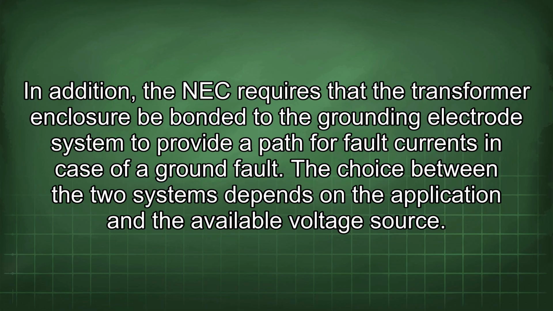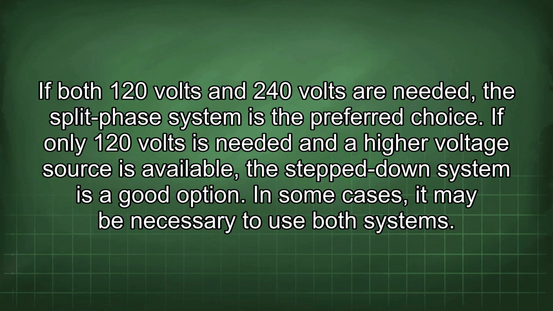The choice between the two systems depends on the application and the available voltage source. If both 120 volts and 240 volts are needed, the split-phase system is the preferred choice. If only 120 volts is needed and a higher voltage source is available, the step-down system is a good option. In some cases, it may be necessary to use both systems.